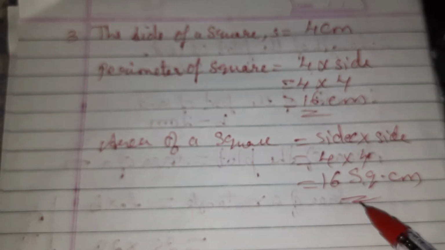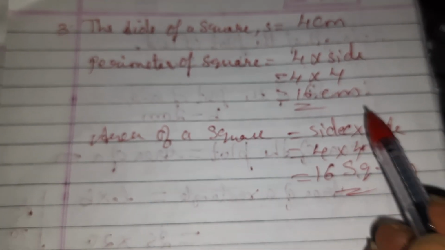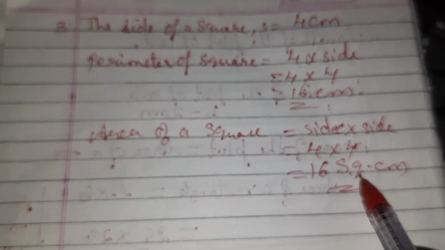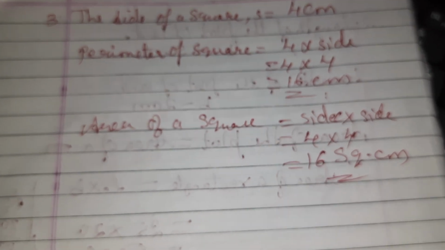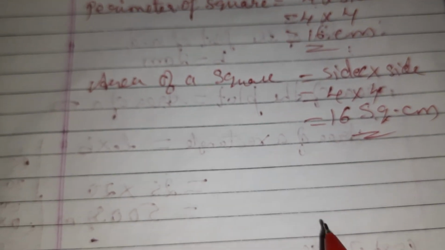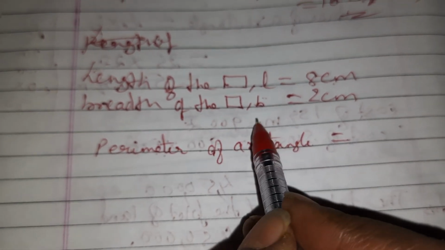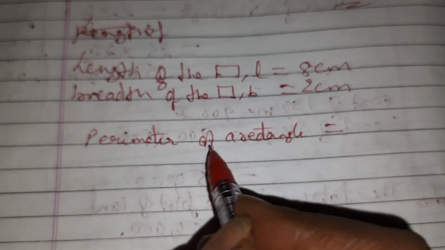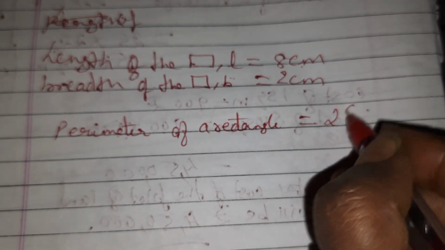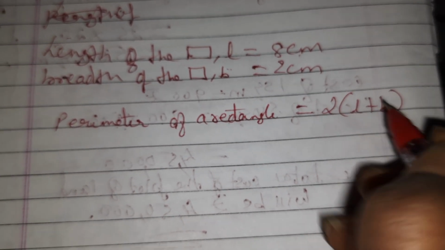Perimeter is also 16, area is also 16 for a square, but the difference is that this is centimeter and this is square centimeter. Okay, now let us find out the perimeter and area of the rectangle that is given in the question. The next figure: length of the rectangle L is 8 centimeter, breadth of the rectangle is 2 centimeter. So the perimeter of the rectangle will be 2 into L plus B, that is the formula.